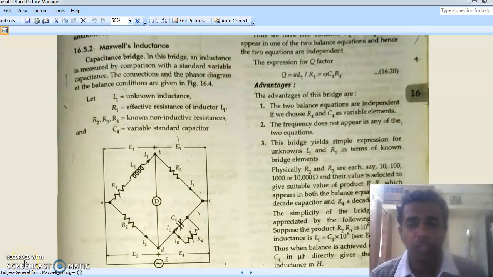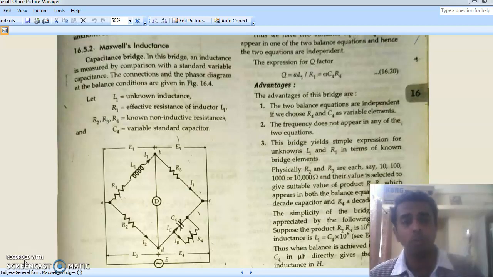So welcome to the second lecture of module 5. In the last lecture, the first lecture regarding AC bridges, we have seen the general standard equations. It was summarized that for AC bridges we have two standard balance equations, one for magnitude and the other for phase, or one for real and the other for imaginary. Then we saw the general form of an AC bridge, and how we apply the standard equations in the last lecture.